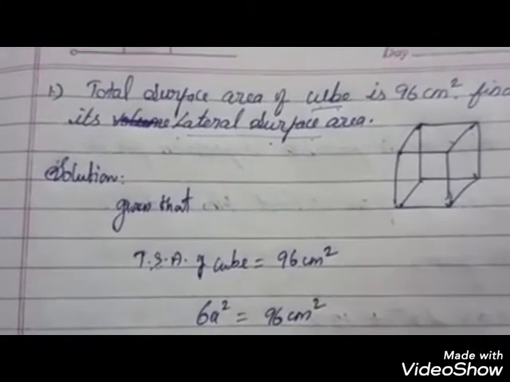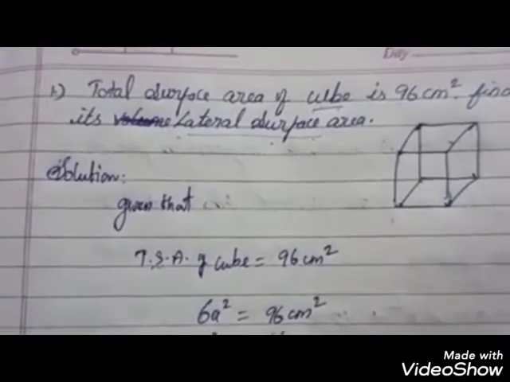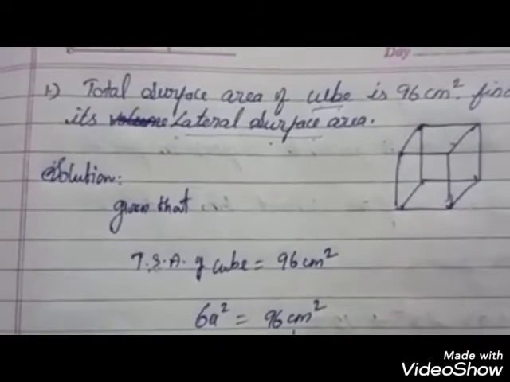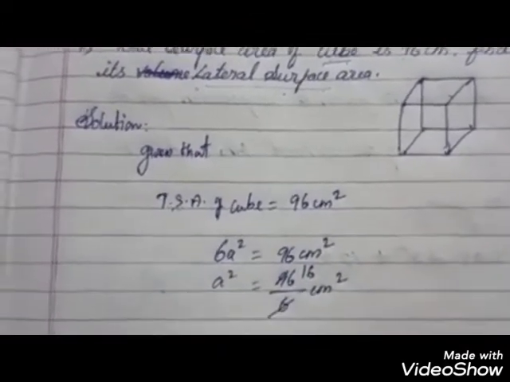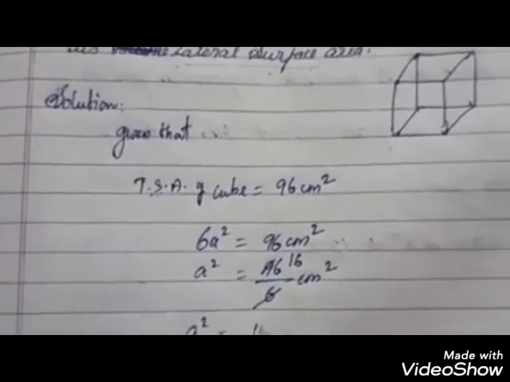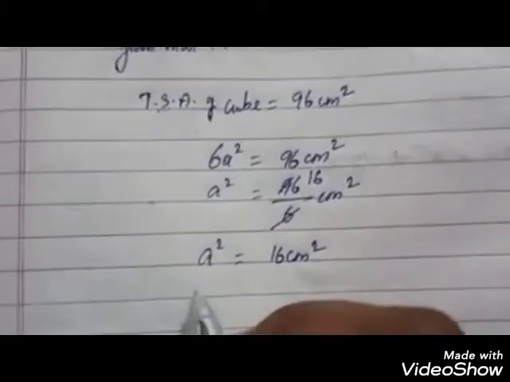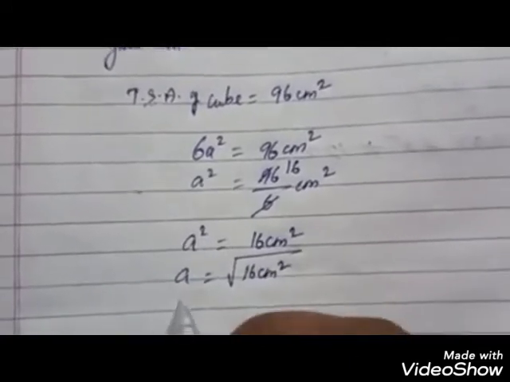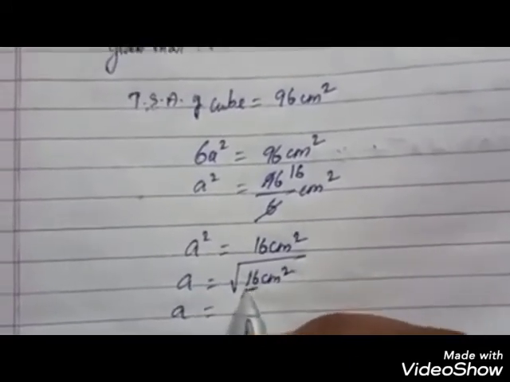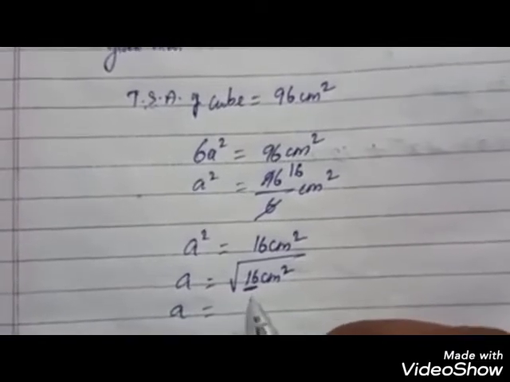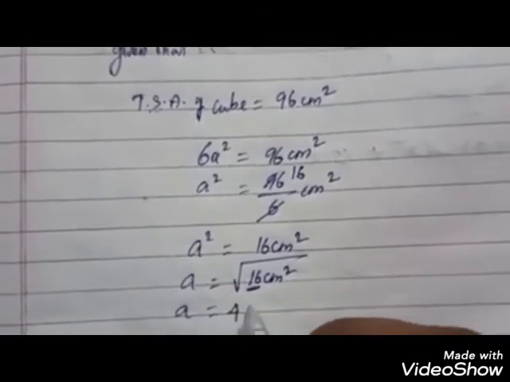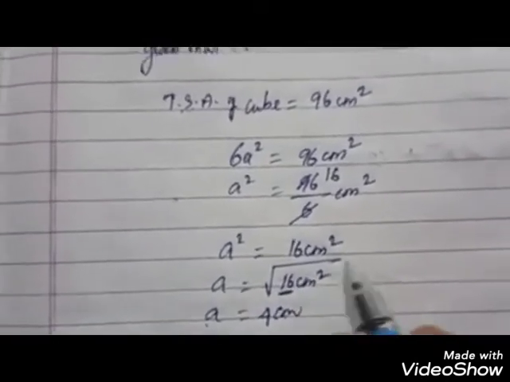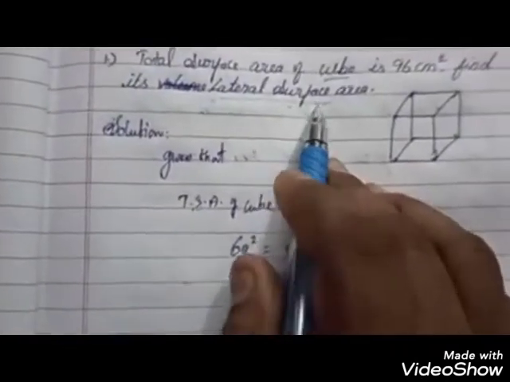a square equals 96 divided by 6 centimeter square. 6 ones are 6, and 6 sixes are 36... so a square is equal to 16 centimeter square. A is equal to the square root of 16 centimeter square. A equals 4, since 4 is the square root, in centimeters. So the edge we got is a equal to 4. Now directly we move on to find the lateral surface area.